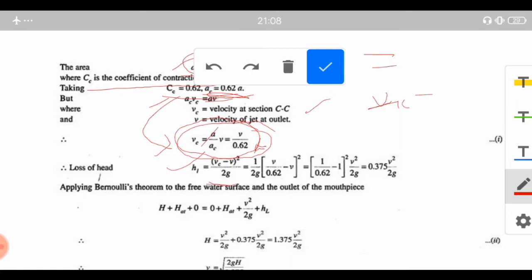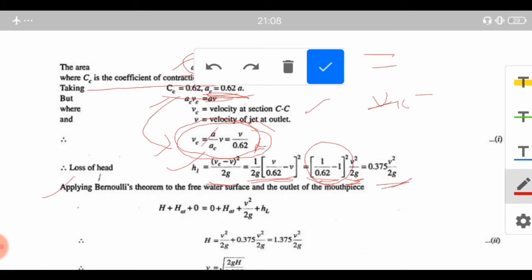square upon 2g, and it is equal to 1 upon 2g times (V upon 0.62 minus V) square, which is further equal to, if we take V out, V square upon 2g times the term in the bracket, and on solving this we will get 0.375 times V square upon 2g.